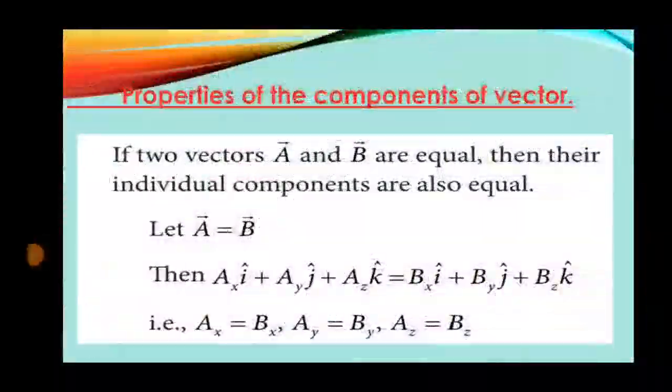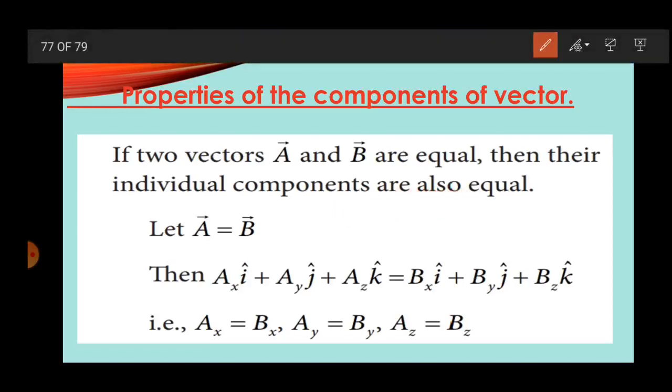And go to the next topic, properties of the components of a vector. Now listen, students, if two vectors, A vector and B vector, are equal, then their individual components are also equal. Taking the x component, y component, and z component, these are the x, y, z components of A vector and also B vector. Both are equal in value.